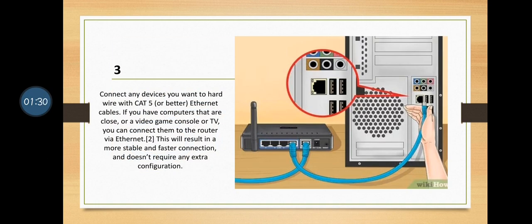Connect any devices you want to hardwire with Cat5 or better Ethernet cables. If you have computers that are close, or a video console or TV, you can connect them to the router via Ethernet. This will result in a more stable and faster connection and doesn't require any configuration.